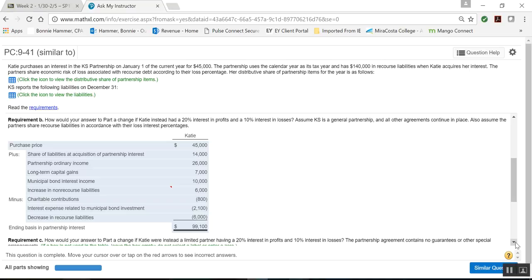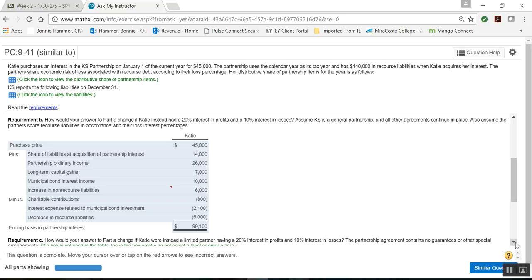Again, you're supposed to assume that it's a general partnership, so we don't have to worry about that, and all other agreements continue in place. Also assume that the partners share recourse liabilities in accordance with their loss interest percentages. So remember, I was fumbling and looking in the book a few minutes ago on requirement A to figure out if general partners usually share in loss interest percentages or profit.